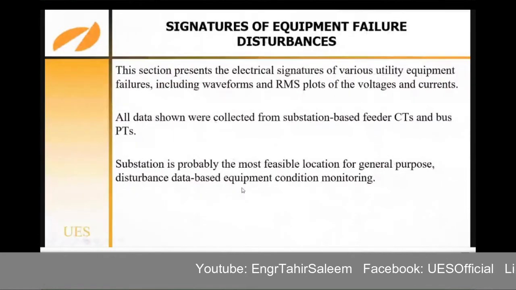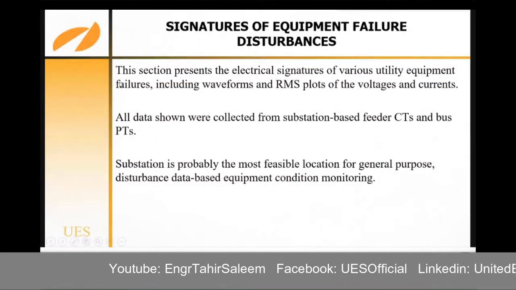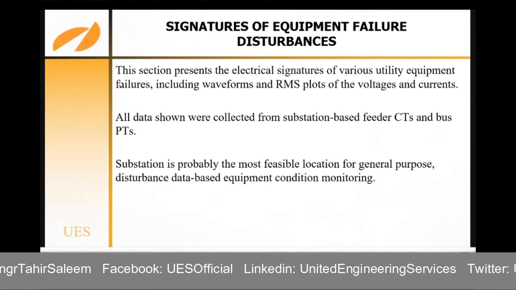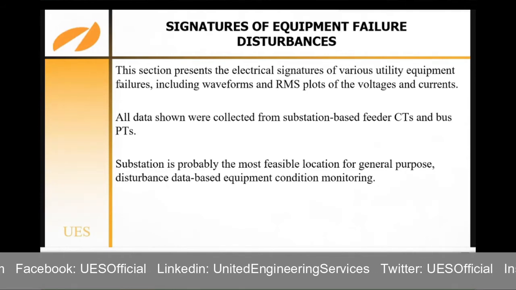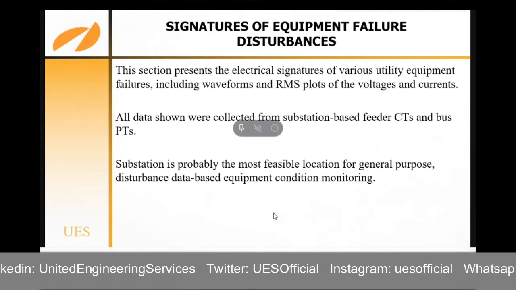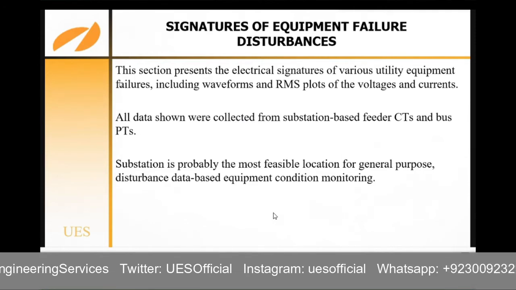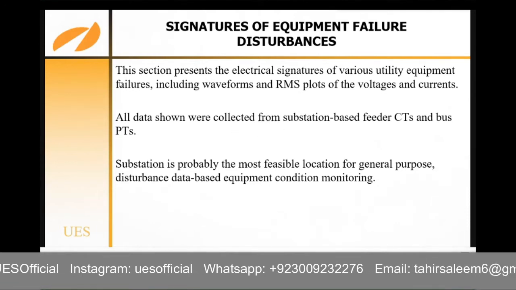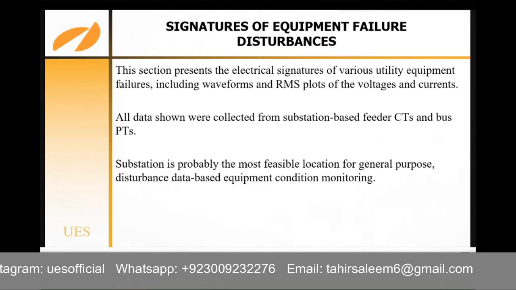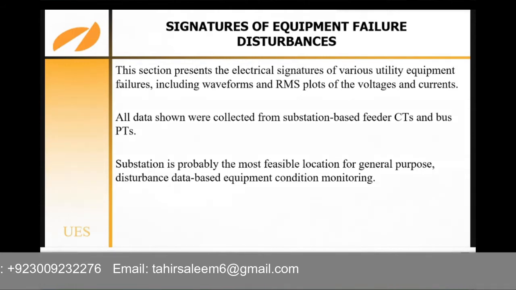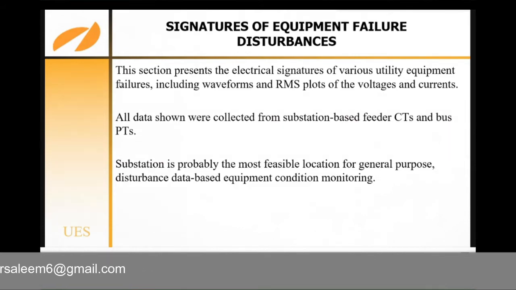Now, this section presents the electrical signature of various utility equipment, including the waveform and RMS plots of the voltage and currents. From the next slide onwards, we will be having the different electrical signatures, which I am going to explain, and tell you what kind of failure has occurred and what electrical signatures it has given. This data has been collected from real-time working substations, taken from the CTs and PTs of those substations.